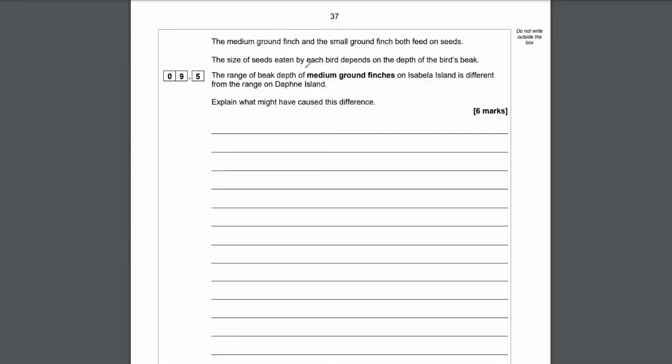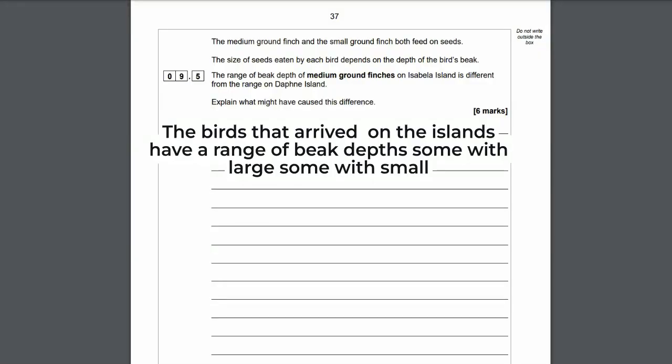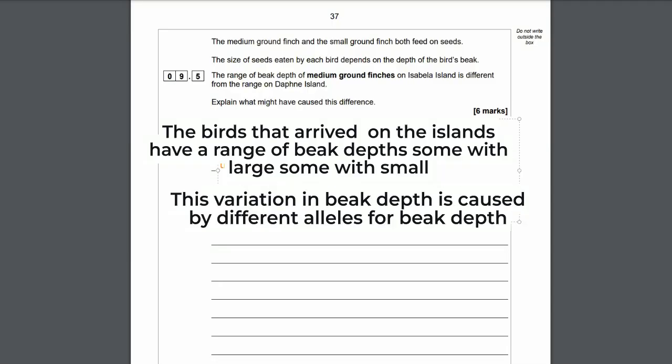The medium ground finch and the small ground finch both feed on seeds. The size of the seeds eaten by each bird depends on the depth of the bird's beak. The range of the beak depth of the medium ground finches on Isabella Island is different than on Daphne Island. What might have caused the difference? So, why is the same bird living on two islands, but one set of birds has a longer beak than the other? Well, the birds arriving on Isabella Island have a range of beak depth, some large, some small.